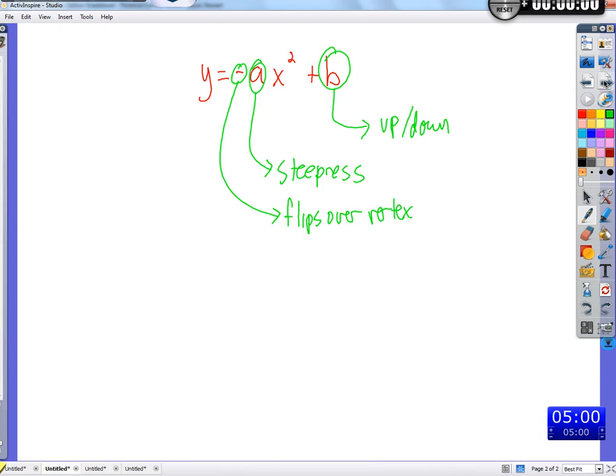So, same story again. Add something after the output, up and down. Multiply by negative, makes it open up or down, makes it flip over the vertex. And then if you multiply by a number that's bigger than one, it makes it steeper. A number that's less than one, less steep. All right.